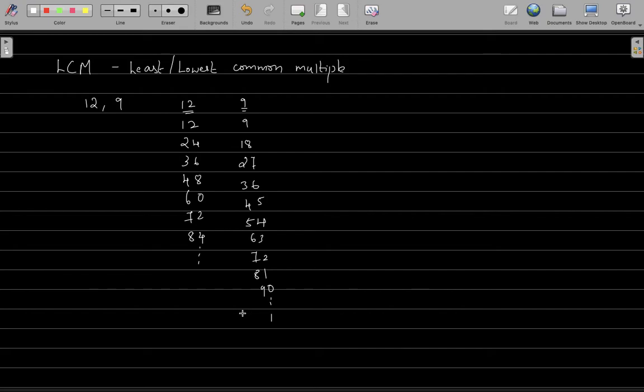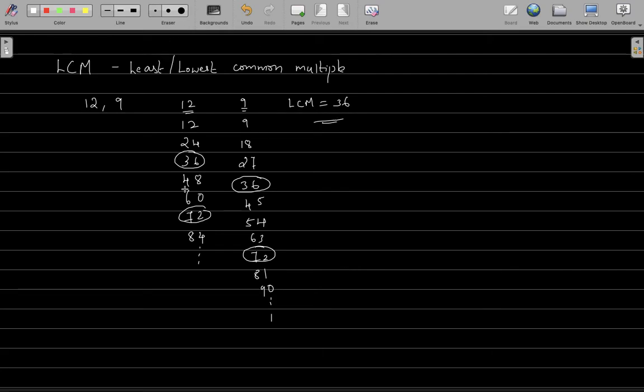Now, I want to know what are the common multiples for 12 and 9. Are there any common multiples for the first place? Yes. The common multiples are 36, right? And we also have 72. Maybe if I write furthermore, I can get some other multiples which are common among 12 and 9. Now, what is the least among this? Least common multiple among this is 36, isn't it? So this is what we call least common multiple or lowest common multiple.